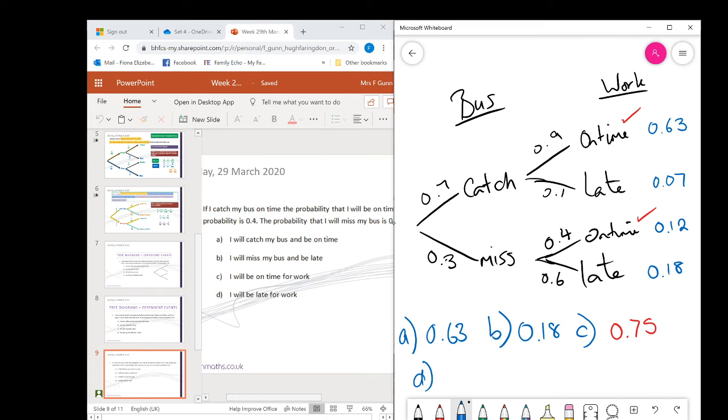I will be late for work. So late for work is this one and this one. So 0.07 plus 0.18. Now it should be the rest of that, so it should be 0.25. You can check my maths and check if it works or not. But it should be 0.25.